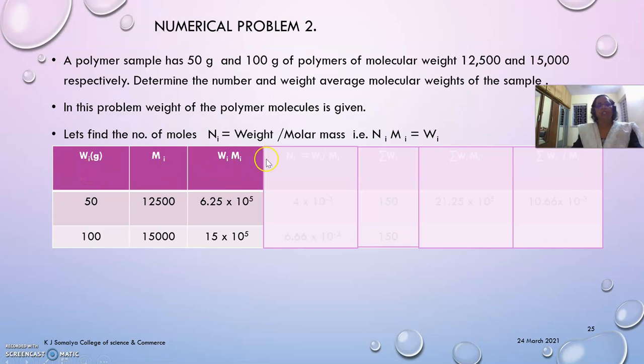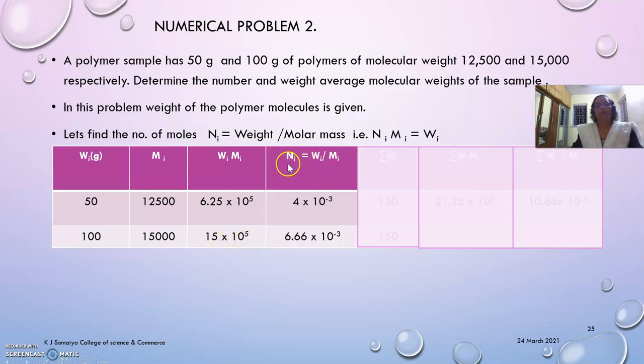We are doing these fractions calculations because we will substitute these in the formula for Mn bar, that is the number average molecular weight, and Mw bar, the weight average molecular weight. So we will take a product of weight and molecular weight, that is Wi Mi. So this is 6.25 into 10 raised to 5. This is 100 into 15,000, because 15 into 10 raised to 5.